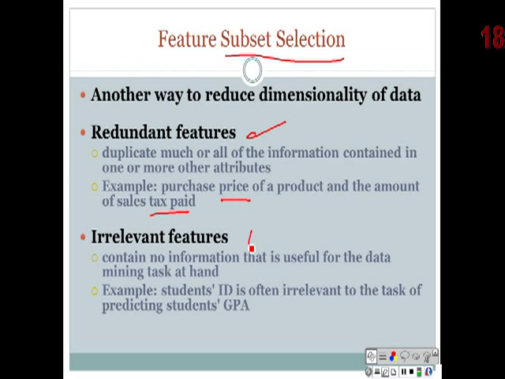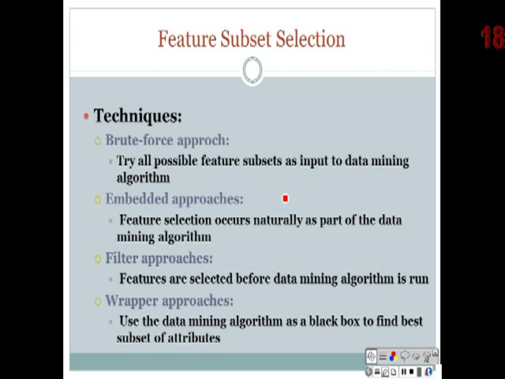Relevant features depend on what kind of pattern you are looking at. So some of them are not important at the time you are finding the patterns of the data. An example is the student ID is not important when you are predicting the student GPA. It is really not important in your data, so you get rid of it. You don't need some overhead in your data when you run the data algorithms.